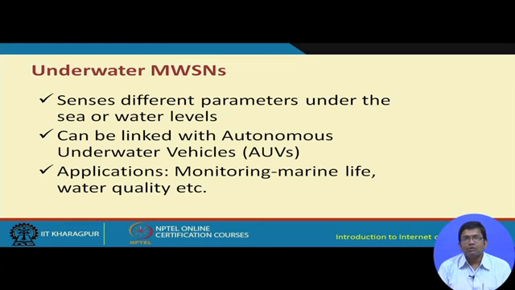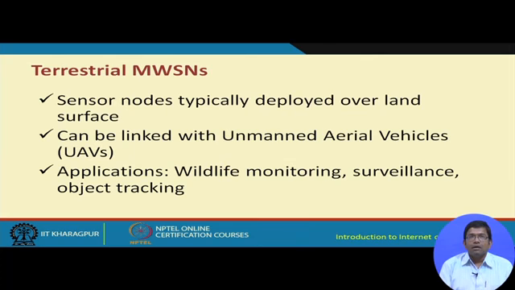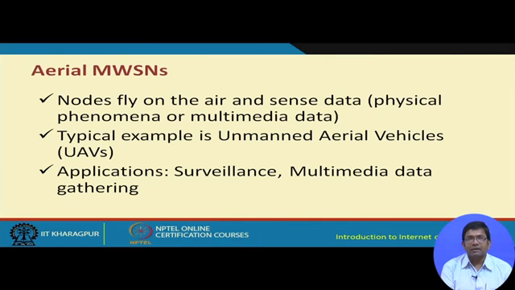So, we have underwater mobile sensor networks which can autonomously, automatically sense and remotely send the sensed parameters of different things such as the sea level, water level, water quality, marine life and so on and so forth. Terrestrial wireless mobile sensor networks have sensor nodes typically deployed over land, which can be linked with AUVs, that means autonomous unmanned aerial vehicles, and the applications would be wildlife monitoring, surveillance, object tracking and so on.